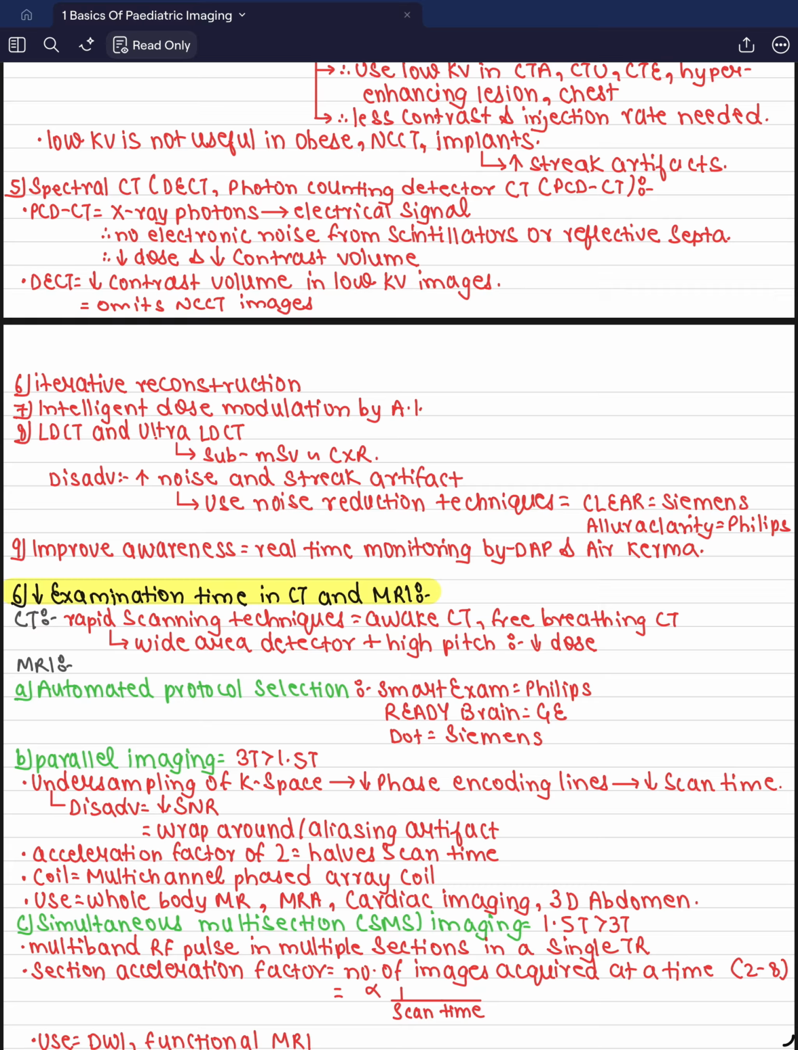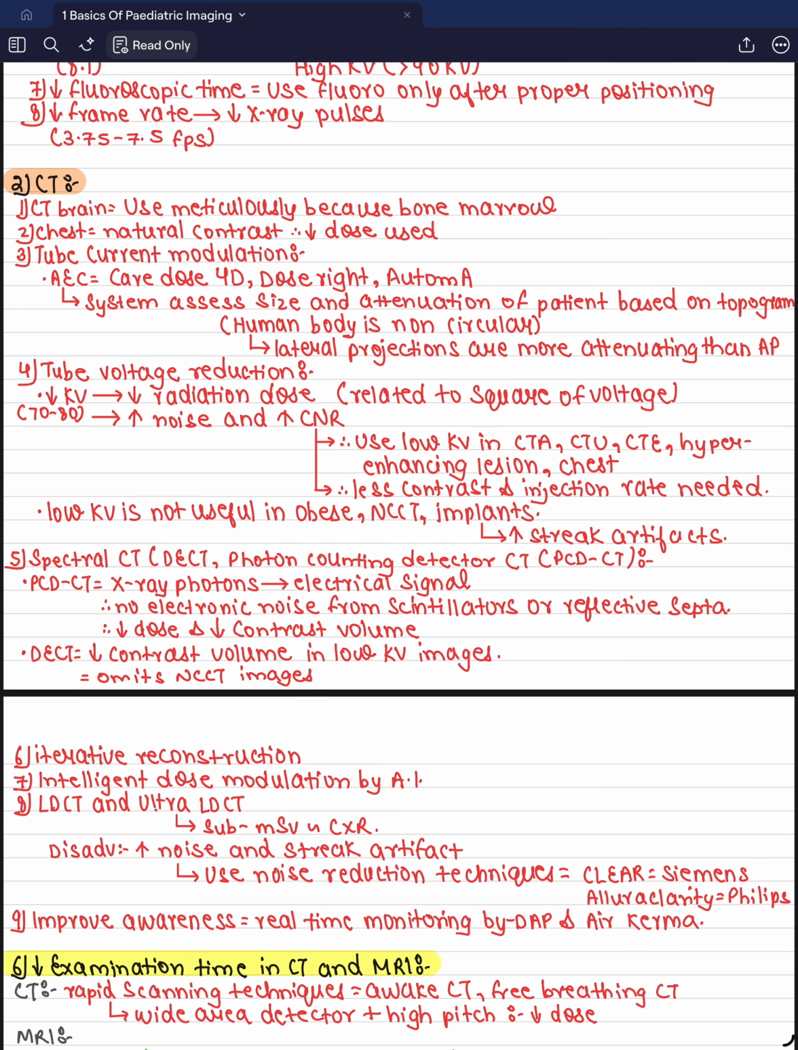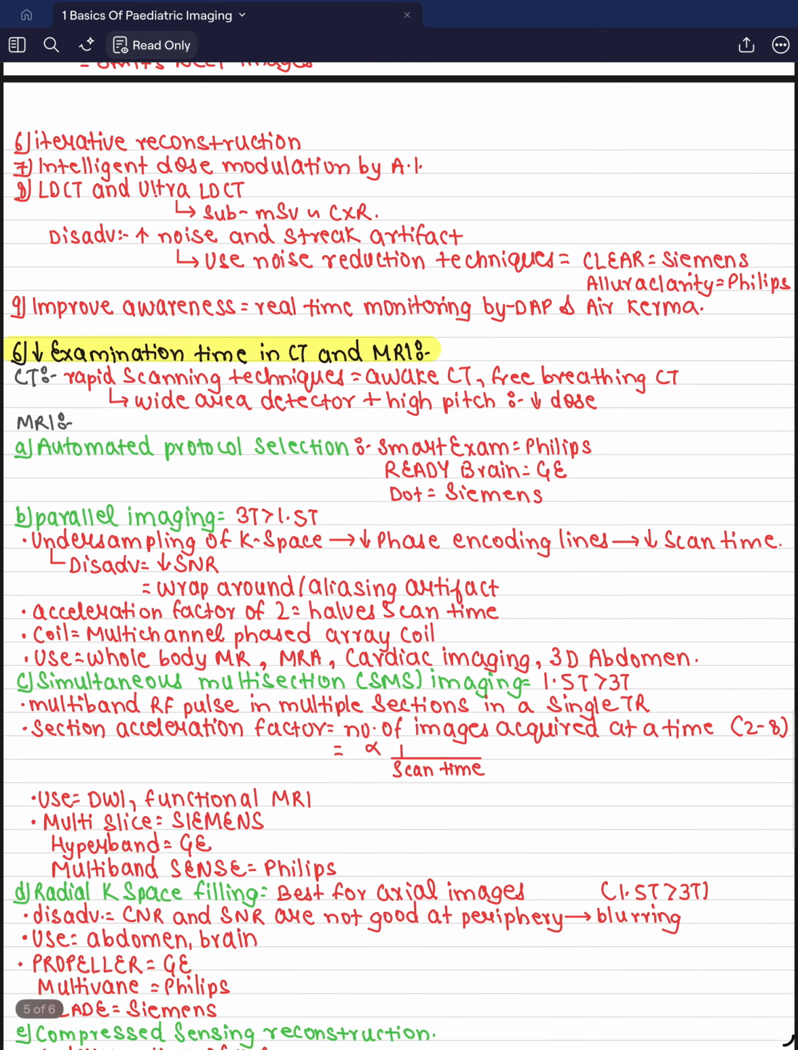And the next thing, how can we reduce the radiation, is you have to improve the awareness. That means you should do real time monitoring by DAP, dose area product, and air kerma. So you will know, okay, the patient is getting more radiation, I should modulate it. So that's how you can reduce the dose in CT. So we talked about tube current modulation, tube voltage reduction, spectral CT, iterative reconstruction, intelligent dose modulation by AI, low dose and ultra low dose CT, and improving the awareness.